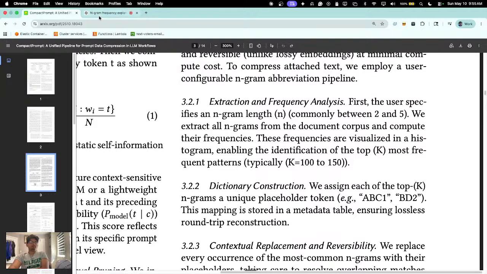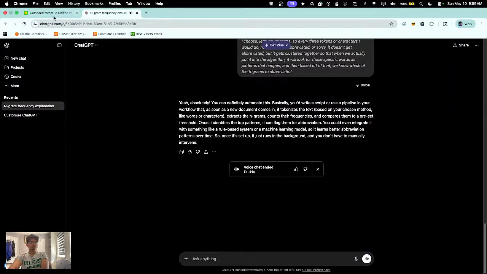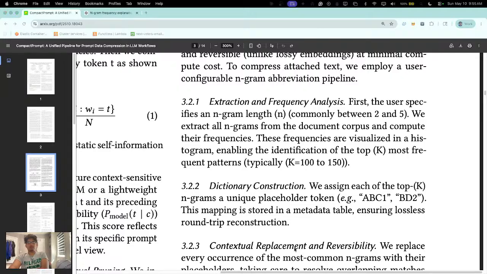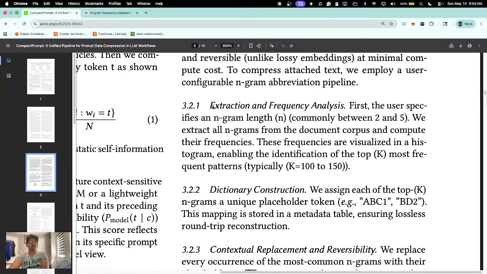Cool, so I get what's happening now. Essentially, the extraction and frequency analysis is basically the user first has to specify an n-gram. That's just a set amount of tokens or words or text which need to be consecutive with one another. So, for example, you could have a bigram, which is two things that need to be one after another. Something like United States would be a bigram, right? Because United and States are two words that happen one by one. So that's what the n-gram means.